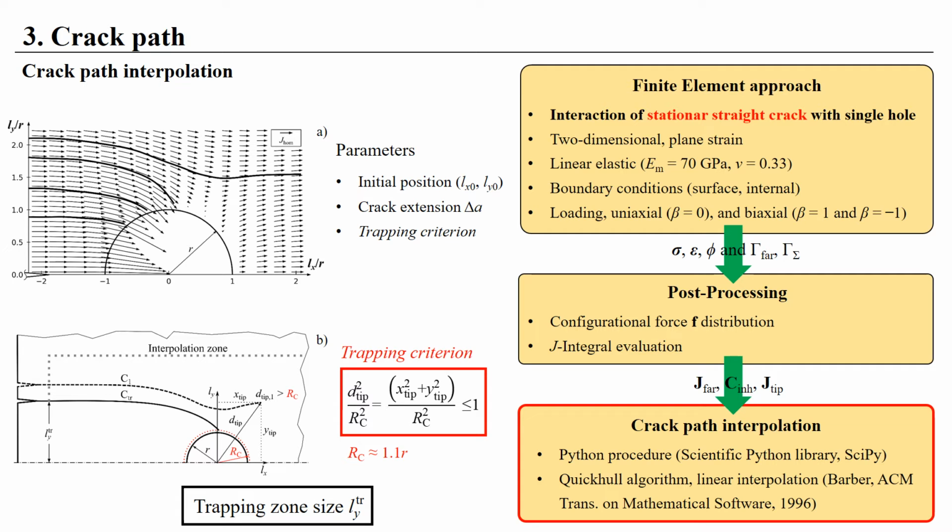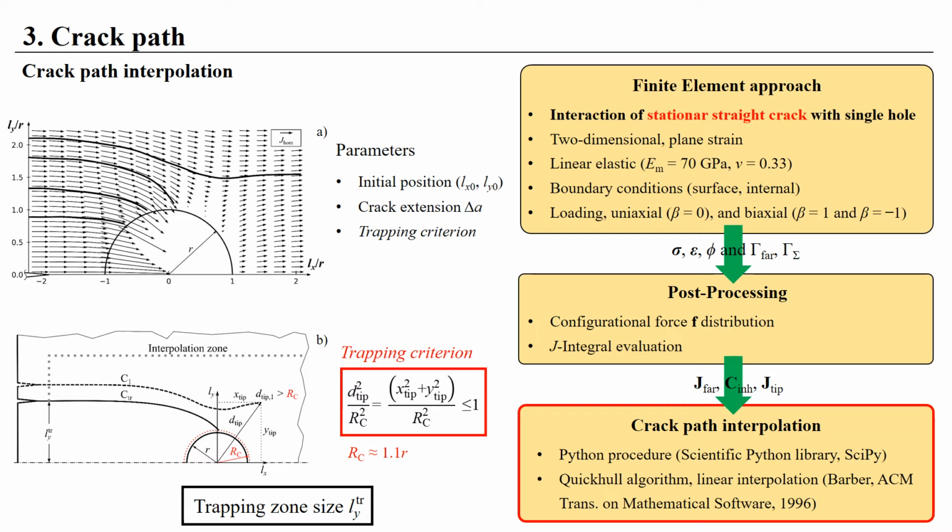The interpolation scheme requires three input parameters: the initial starting point, the crack extension increment delta A, and the trapping criterion. Once the dataset is generated, the interpolation method is very fast in predicting the crack path. It is several orders of magnitude faster than the extended finite element method or conventional crack extension techniques. A crack trapping criterion is needed to decide whether the crack gets arrested or not.